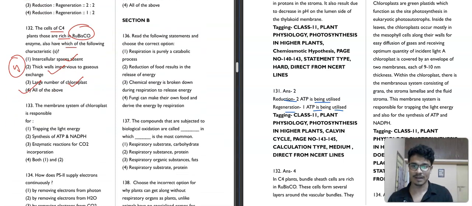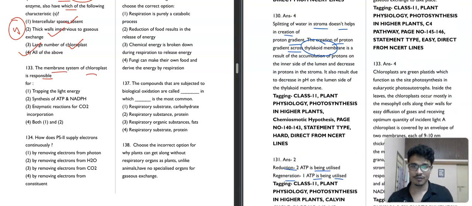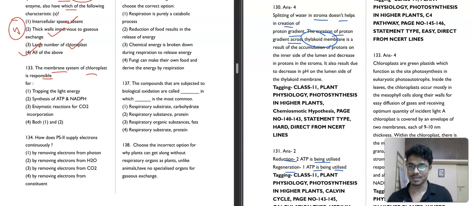Then question number 133. It is saying that the membrane system of chloroplast is responsible for trapping the light energy, synthesis of ATP and NADPH, then enzymatic reaction for CO2 incorporation, and lastly both first and second. You know that obviously in chloroplast photosynthesis occurs. The more chloroplasts, the more the efficiency of photosynthesis, and synthesis of ATP and NADPH also occurs. Enzymatic reaction for CO2 incorporation is not correct.